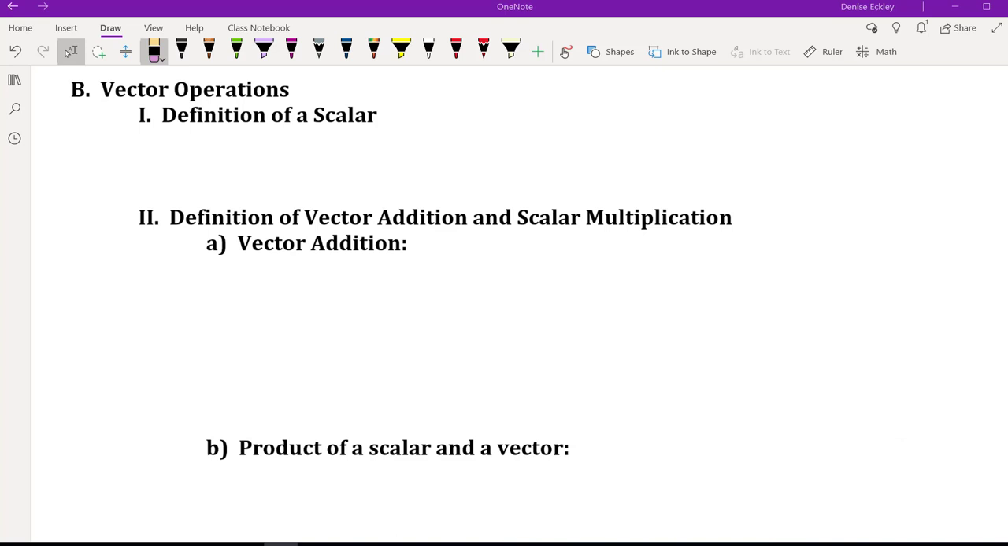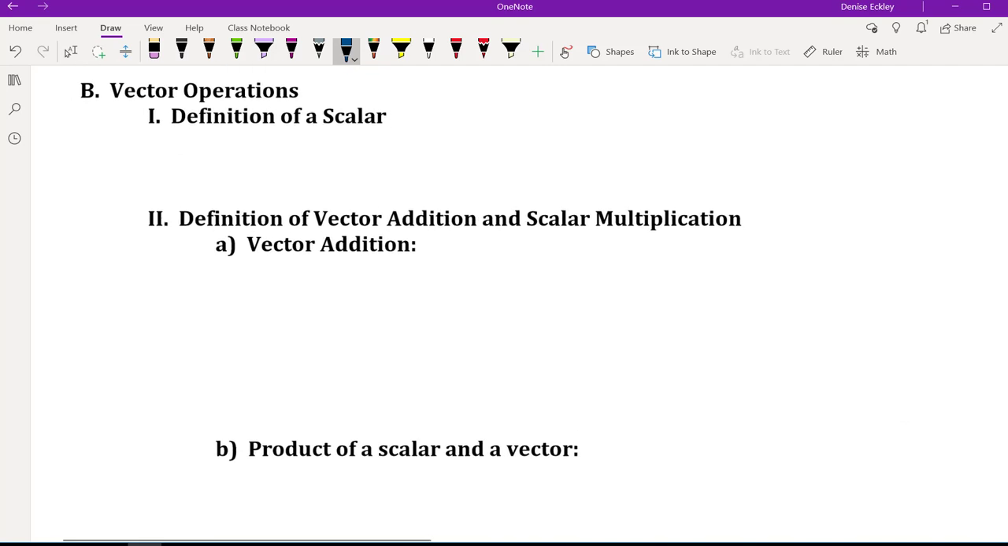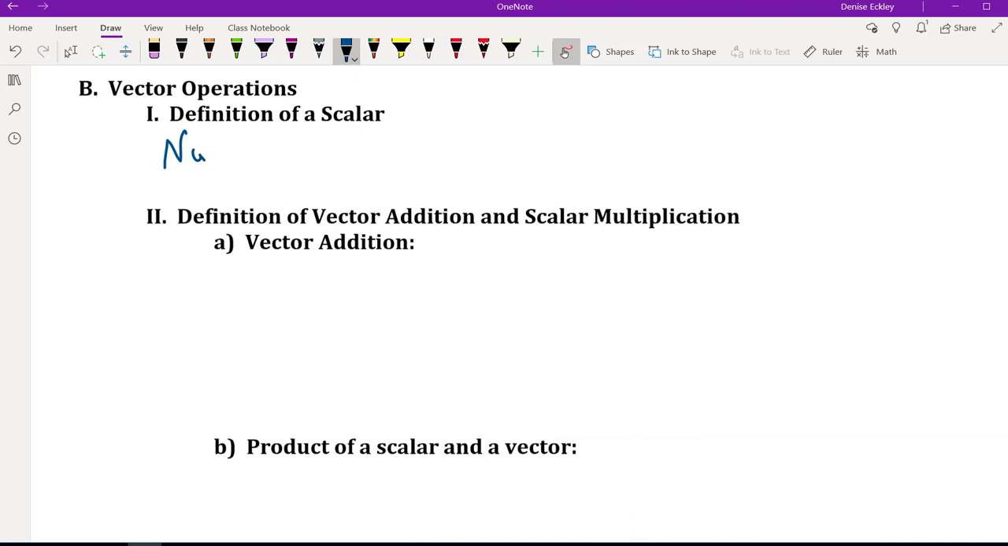The first one is the definition of a scalar. A scalar is a number without direction. So just a number. We're going to multiply by scalars, so we want to make sure we distinguish between multiplying vectors and multiplying numbers.